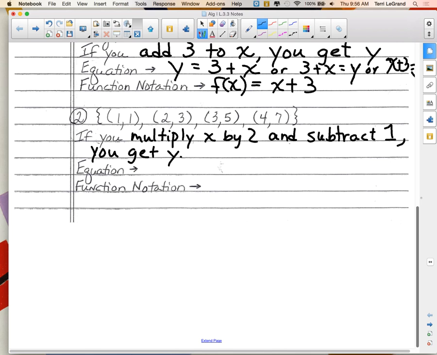Okay, go ahead and write the equation for that now. With your X and your Y involved in it, how can we write that now algebraically? We wrote it in words. How can we now write that algebraically as an equation?